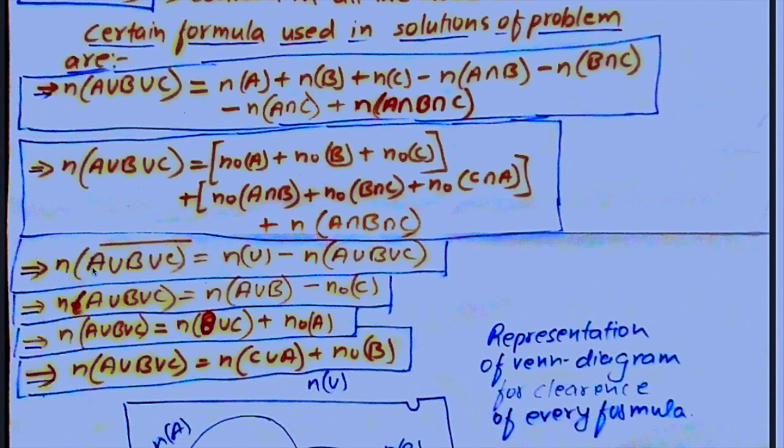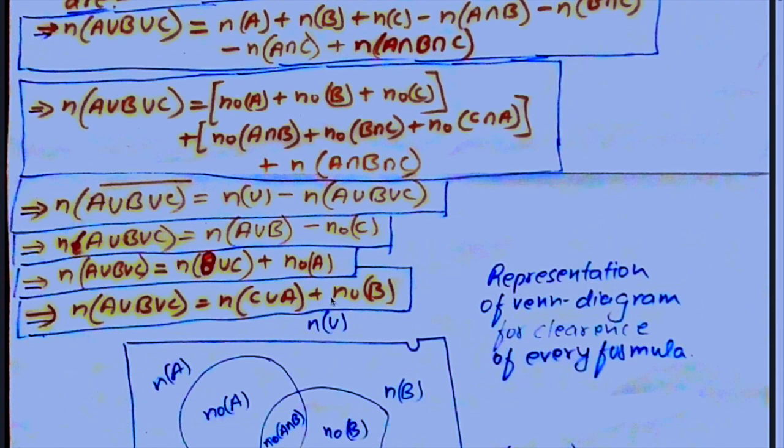Next formula: n((A union B union C) complement) equals n(U) minus n(A union B union C). Here n(U) means the universal set. Next, n(A union B union C) equals n(A union B) plus n(only C). Also n(A union B union C) equals n(B union C) plus n(only A), and n(A union B union C) equals n(C union A) plus n(only B). Here subtraction should be neglected and it should be addition. So don't ever think that this is minus, this is plus.